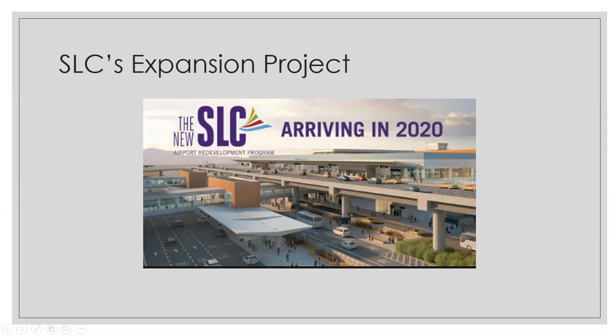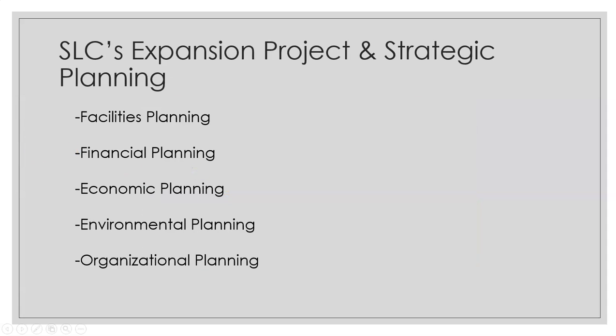All right, so one of the most recent developments for SLC was the terminal expansion project. This was spurred by SLC's analysis, which determined that SLC facilities and capacity needed to align with projected future demand. All right, so for the expansion project, strategic planning was essential for overall project success. Embry-Riddle Aeronautical University Worldwide details that airport strategic planning includes facilities planning, financial, economic, environmental, and organizational planning. All of these planning types were utilized for SLC's expansion project, which we'll be dissecting in further slides.